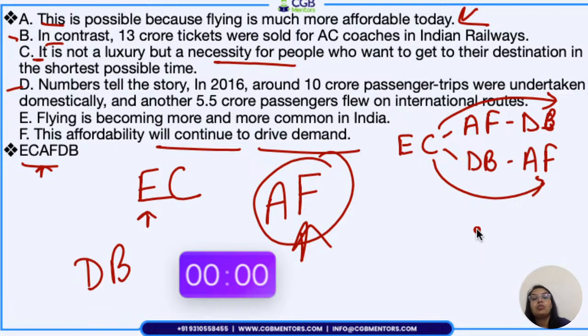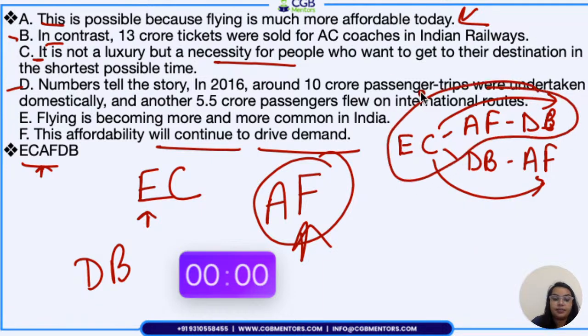So you people will understand very easily here going from EC to AF, where we are talking about the affordability part and then talking about taking the reader deeper into numbers and giving specifications. So in that way, this route gives us the final answer.